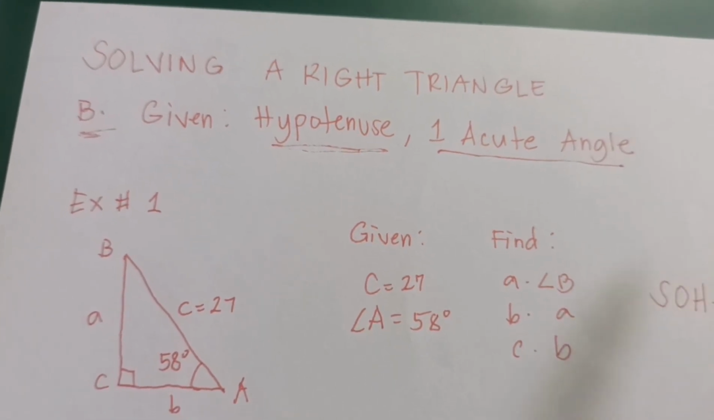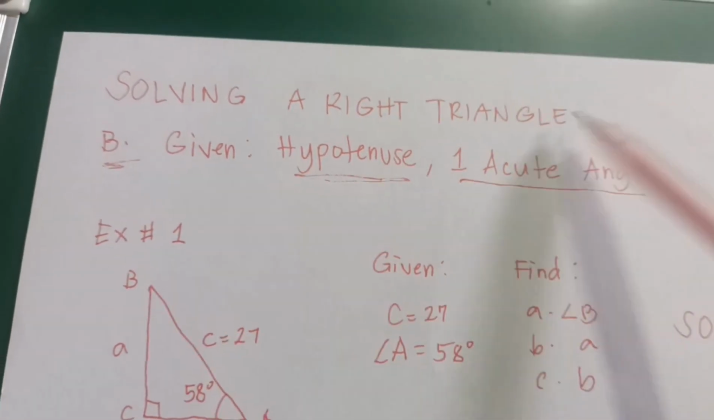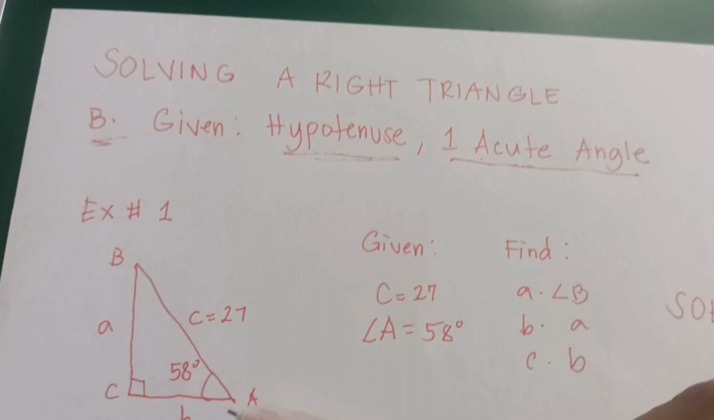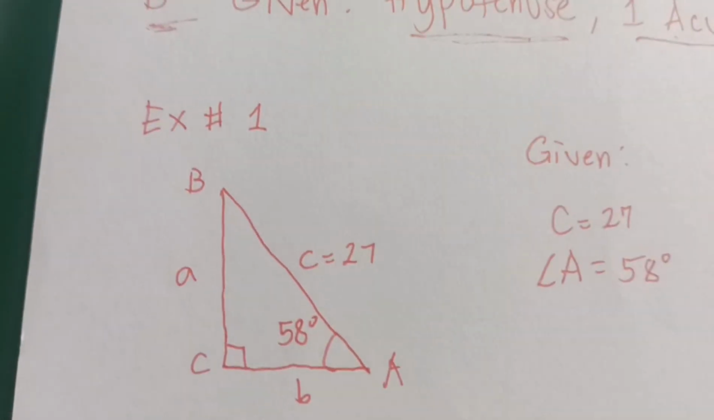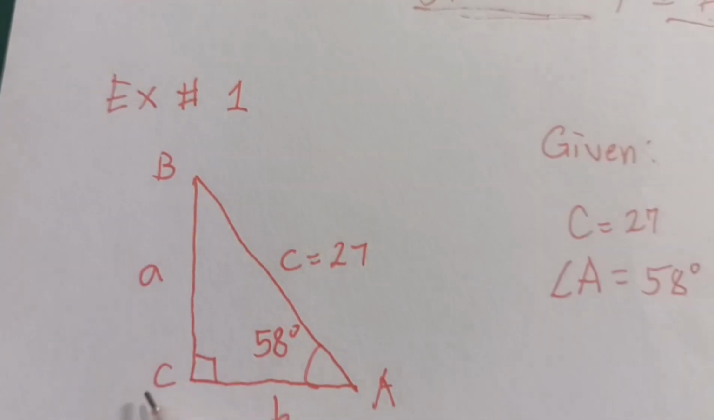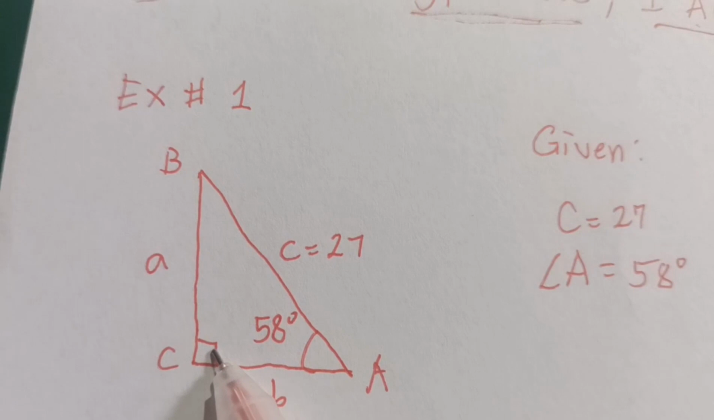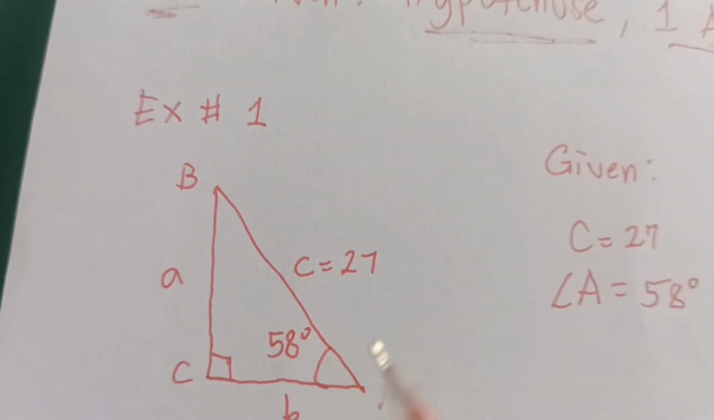So we have two acute angles in a right triangle, which are B and A. So only one acute angle is given. It can be B or it can be A. So in our example here, right triangle BCA, the right angle is at angle C. So this is 90 degrees. So we are going to solve for the remaining parts.